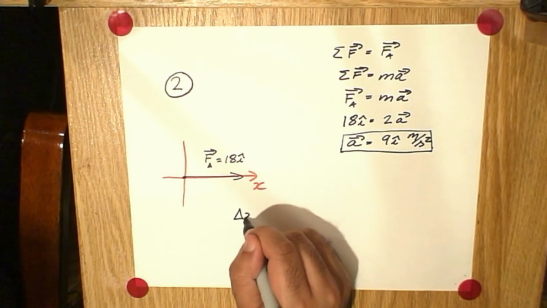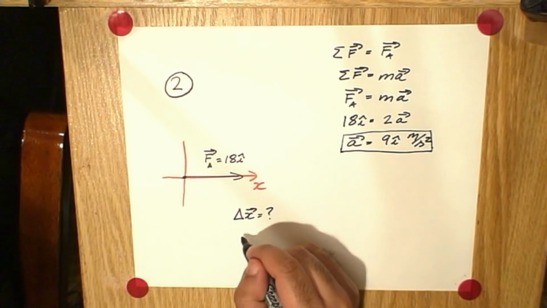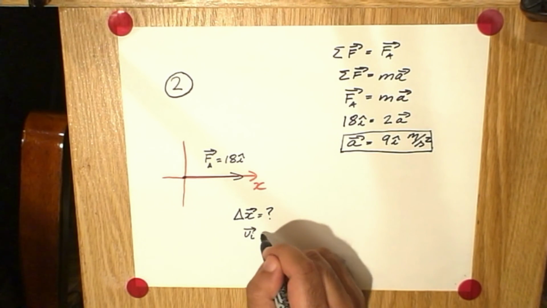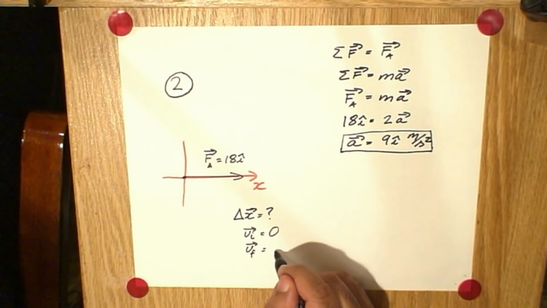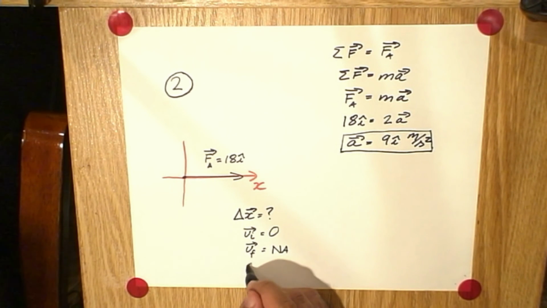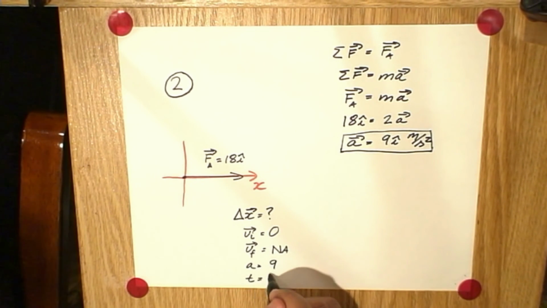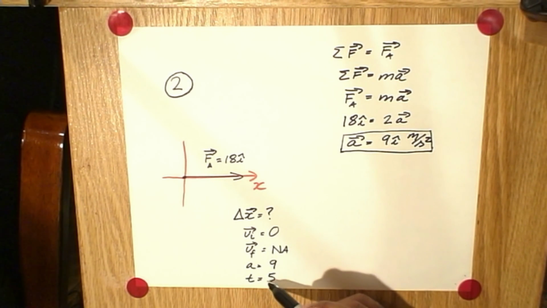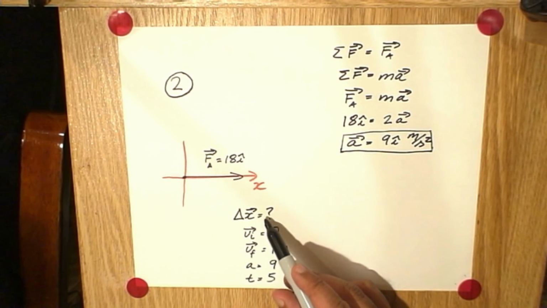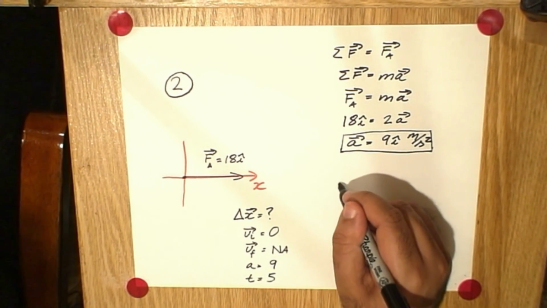That is a displacement, which is unknown. The initial velocity, however, we were told was 0. The final velocity is not relevant to this question. The acceleration we've just worked out as being 9 i-hat, and the time was 5 seconds. So we have initial velocity, acceleration, time, and we're looking for displacement. The only equation that weaves together those 4 quantities is toolbox equation 2.